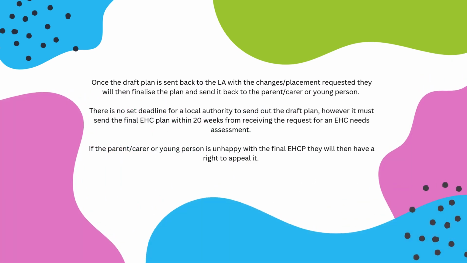Once the draft plan is sent back to the local authority with the changes and placement requested, they will then finalize the plan and send it back to the parent, carer, or young person. There is no set deadline for a local authority to send out the draft plan, however it must send the final EHC plan within 20 weeks from receiving the request for an EHC needs assessment. If the parent, carer, or young person is unhappy with the final EHCP, they will then have a right to appeal it.